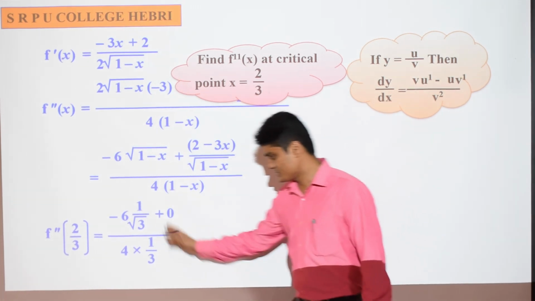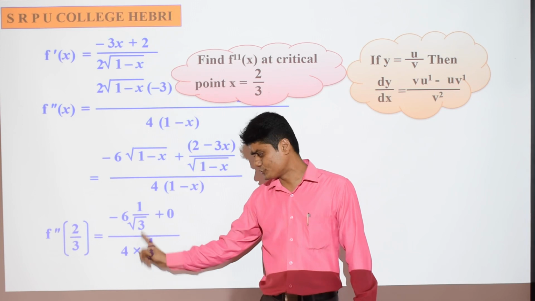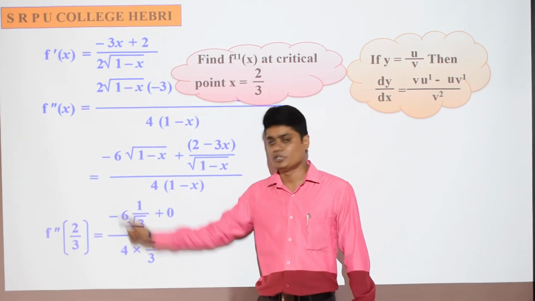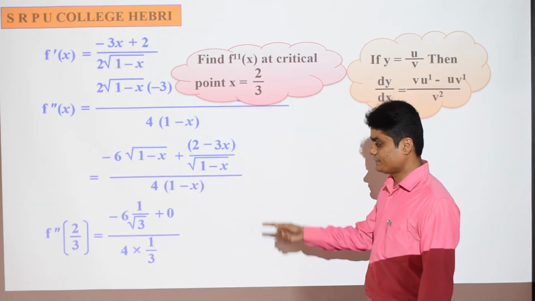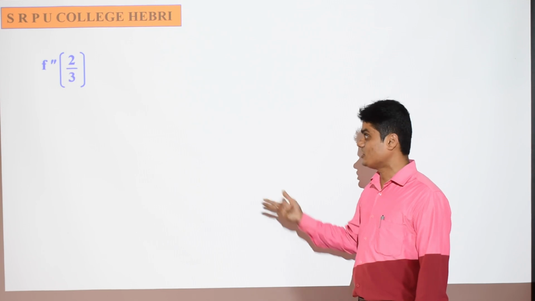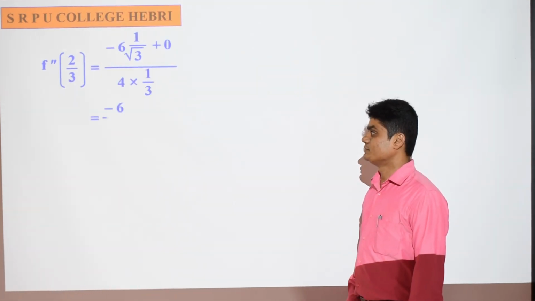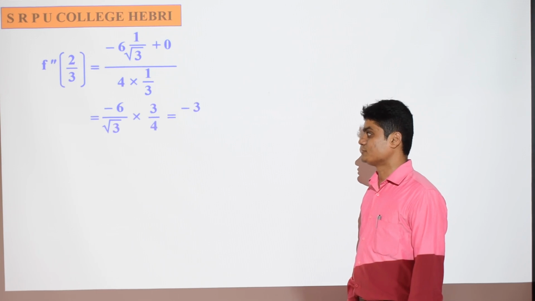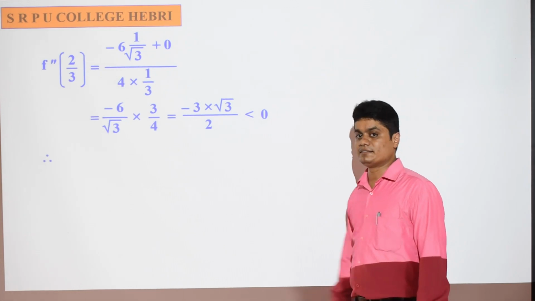See, this expression is definitely negative. Why? 6 is positive, 1 by root 3 is positive, 4 is positive, 1 by 3 is positive, and this whole positive number is multiplied by minus. So definitely this expression is negative. You simplify right after that, or directly write less than 0. So this will be minus 6 by root 3 into 3 by 4. You can simplify and write less than 0.